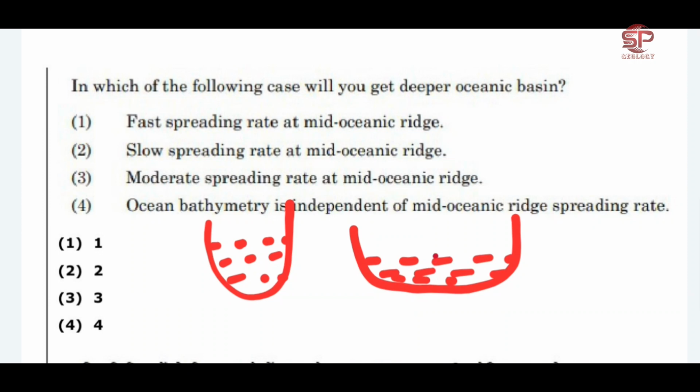decrease. So a higher spreading rate will produce larger oceanic plate volume, so sea level drops. With a slow spreading rate, the volume of water will be the same, and the ocean crust has lesser production, so it will get deeper. It will be the slow spreading rate at mid-oceanic ridges.